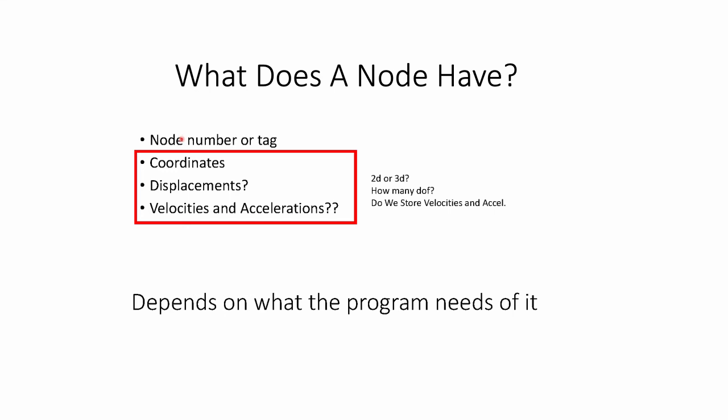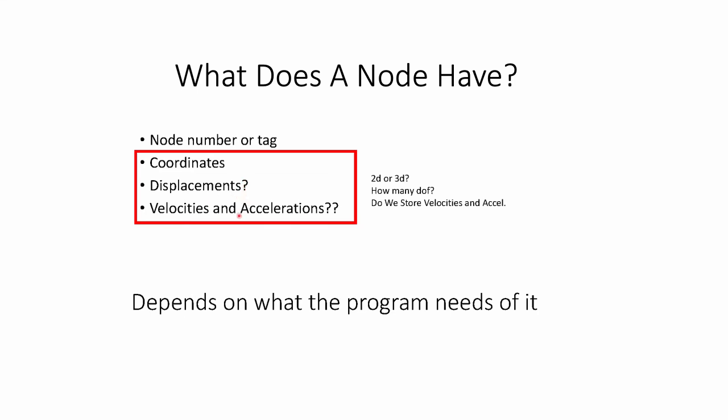What is a node going to have? Well, it's going to have a tag. It's something so we can identify it, so we can go figure it out. Each element is going to have some nodes associated, so we need to be able to go find our node among a list of nodes. The element's going to need to figure out its length, so the node's going to need to have some coordinates. The element's going to need to determine the state of strain in the element, so for that the node's going to have to provide the displacements.